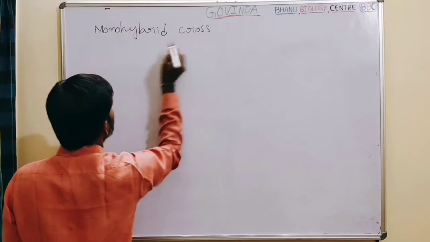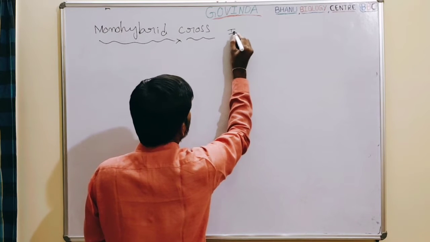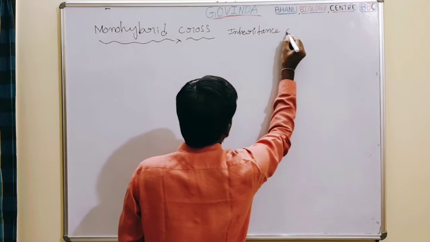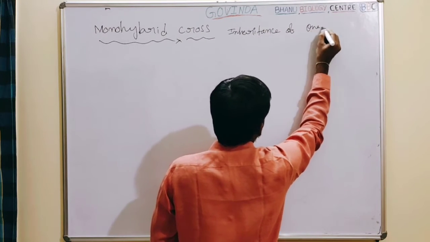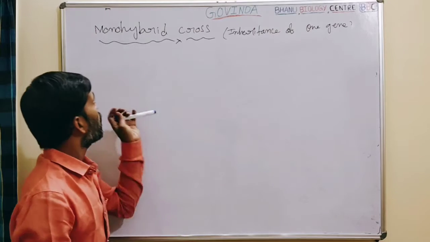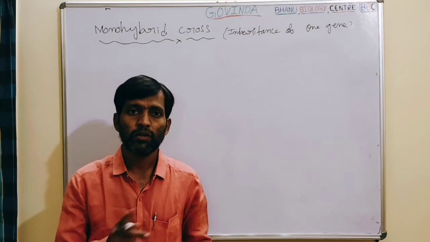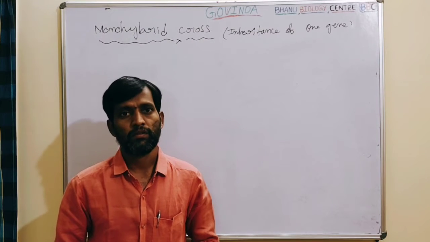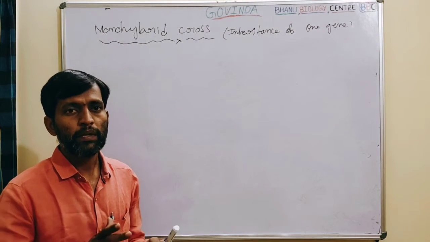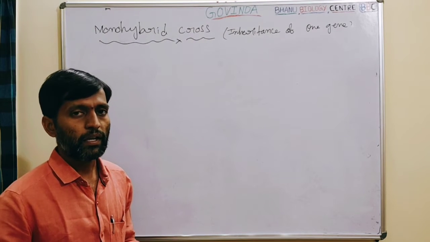Monohybrid cross, which is also called inheritance of one gene. Mono means single, hybrid means an organism which is produced by two different organisms. Then the cross means the mating between two different parents or two different organisms differing in some characters.